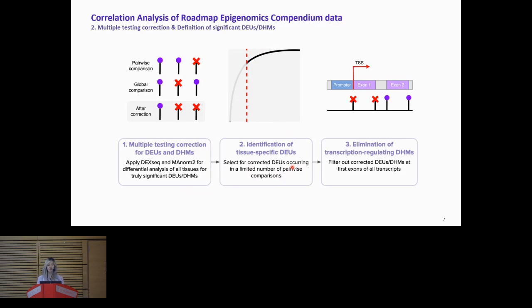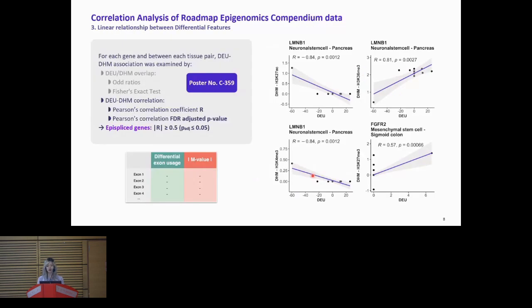After the step of correcting our results, we looked at the overlap between the two differential features as well as the correlation. I don't think I will have enough time to talk about the co-occurrence, so we just focus on the Pearson correlation results. Like I said before, the result of our workflow is episplicings, as we call them. They are defined by an R value, the Pearson correlation coefficient, with an absolute value of more than 0.5, which defines a moderate to strong correlation.